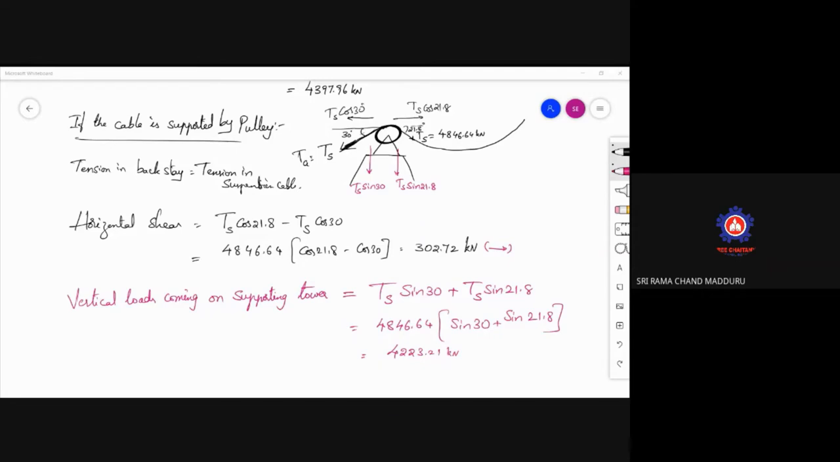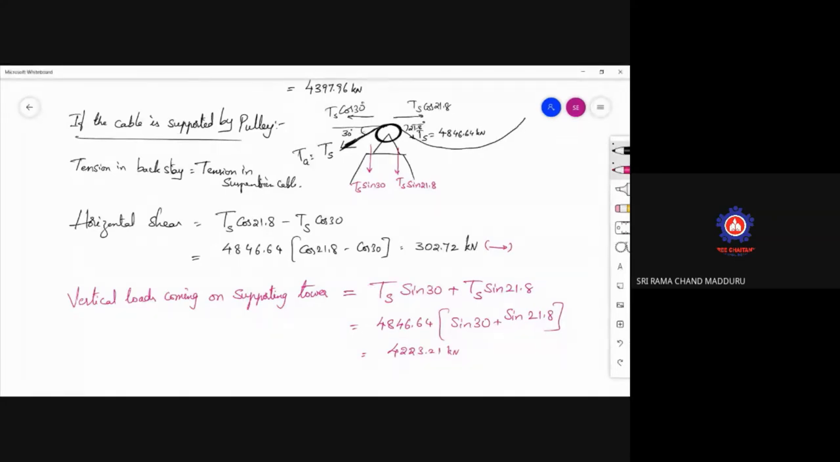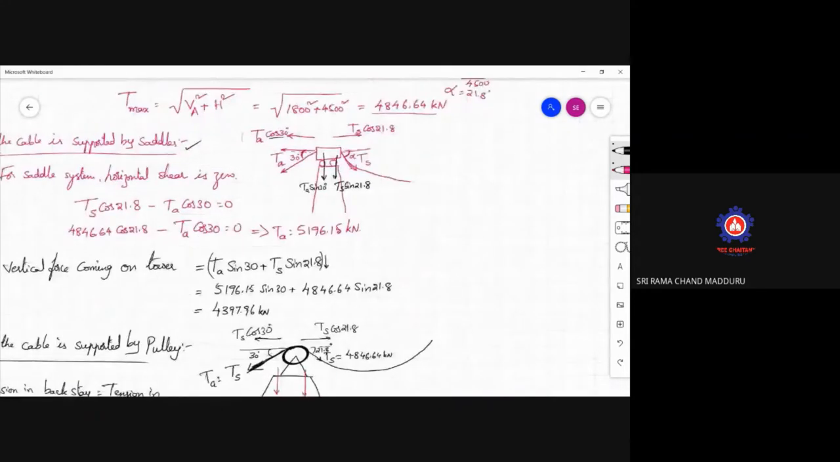Right. So you got the understanding here, the type of problems. One is calculating the maximum tension, and the next one is, from this maximum tension, what is the vertical force that is coming on the supporting tower, if it is on a saddle, or if the supporting system is on a pulley. So these are the problems that may come in the examination. And here, length of the cable they may ask you.